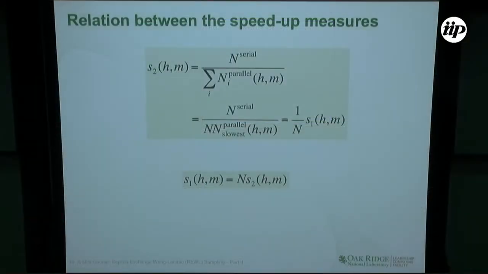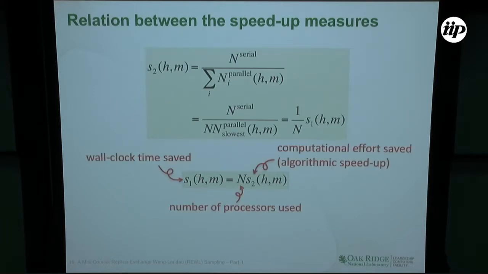Okay. So one more slide, and then we can look at some performance results. In fact, these two speed up measures I just introduced are related to each other in a way that the first speed up measure, which is the wall clock time, is related to the second measure, which is the algorithmic speed up, by a factor of n, because you are employing n walkers or n CPUs to do the parallelization. So, this is just what I said in words.